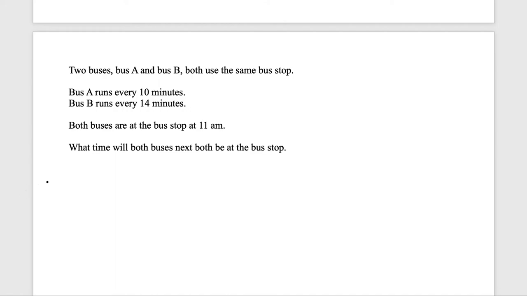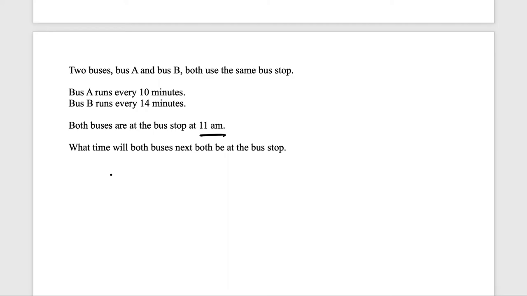So in this case, we need to work out the lowest common multiple, because it's asking what time both of the buses will be at the bus stop at the same time. If we work out the highest common factor, it wouldn't give us the time that they're going to be at the bus stop at the same time, and then we would need to add it to 11 a.m.